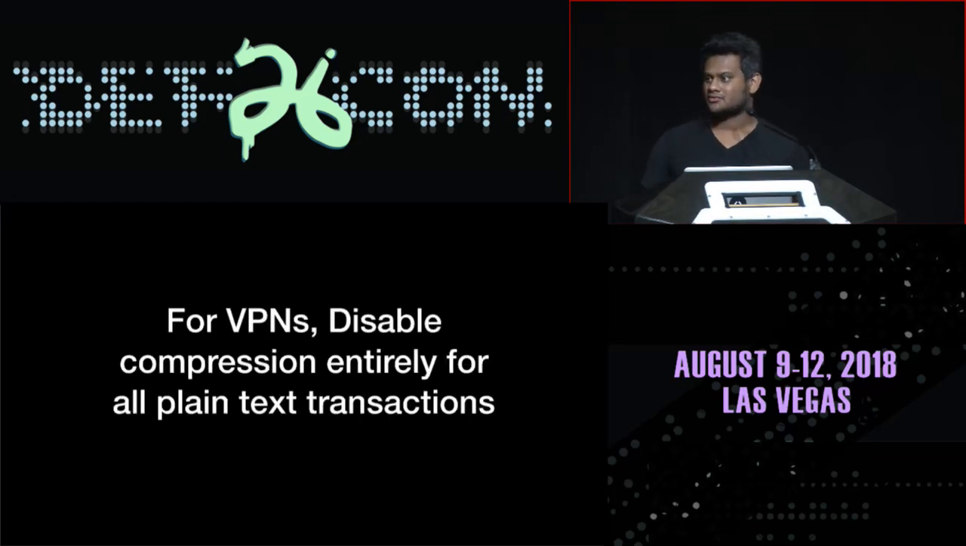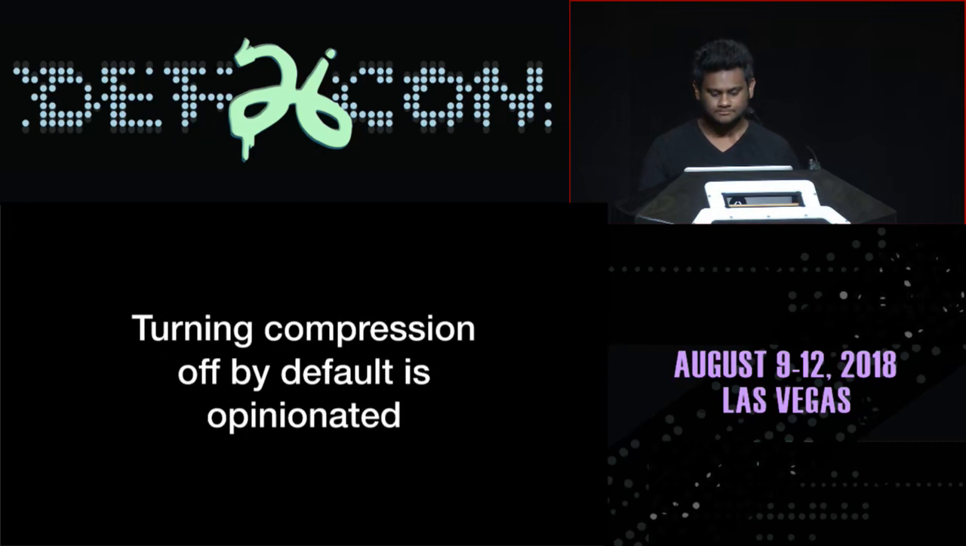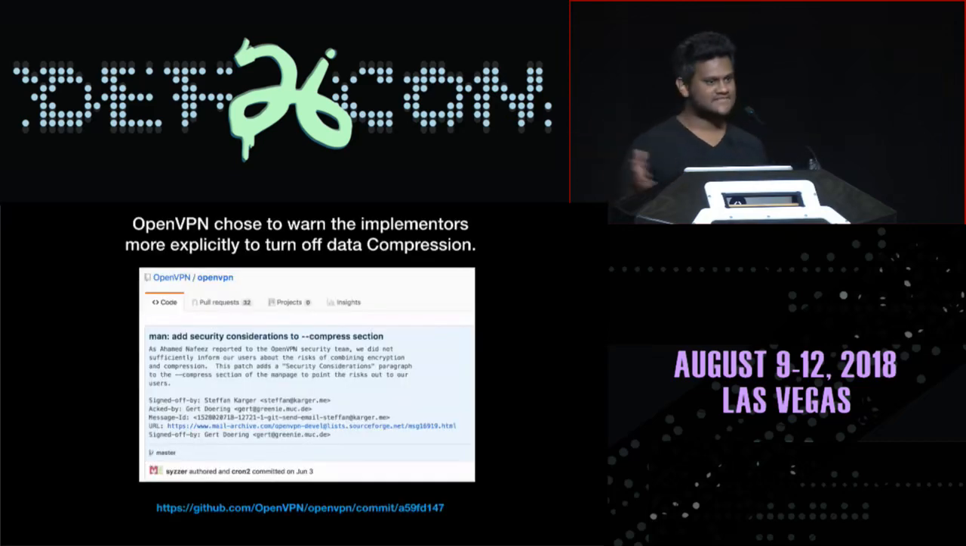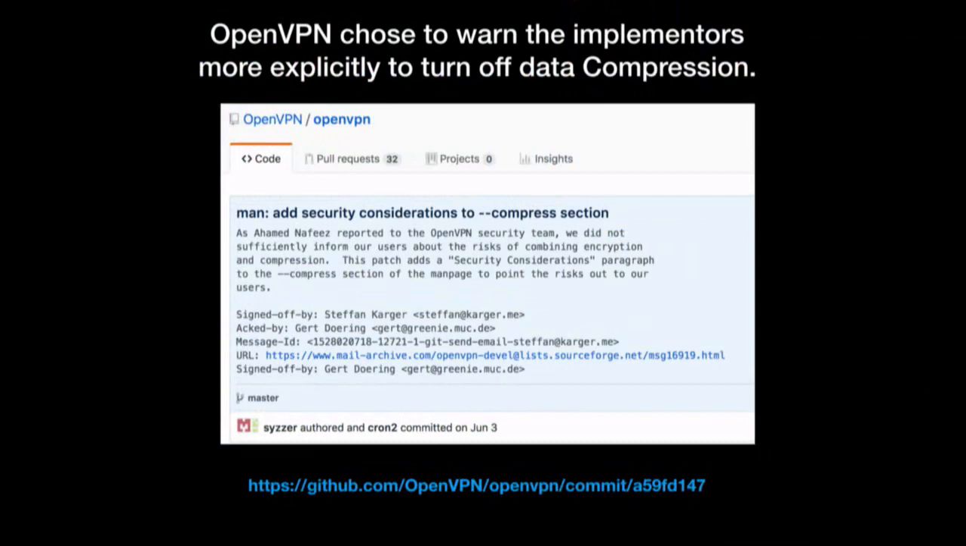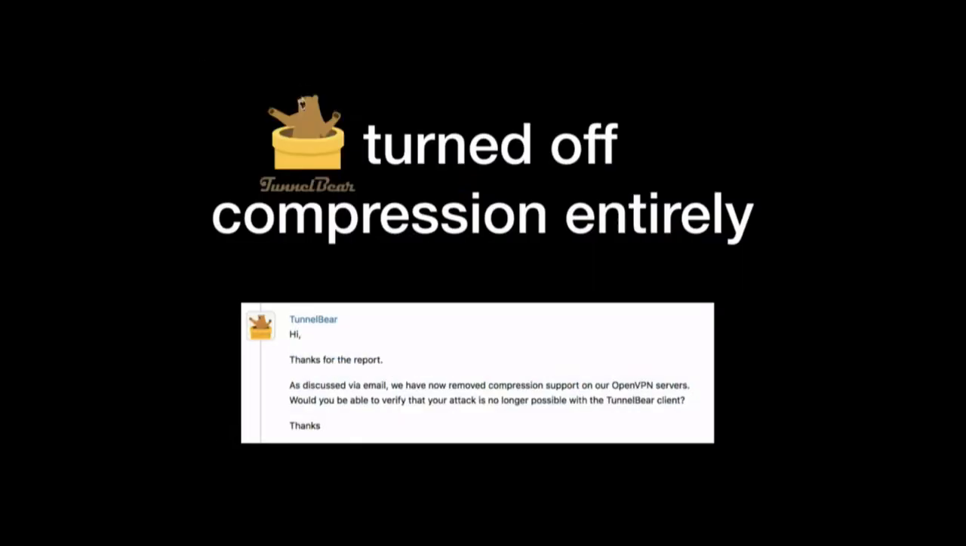My specific advice for VPN authors and library implementers in general is to disable compression entirely if you have HTTP traffic. Because if you have users who are using your library purely for encrypting HTTP, then they're going to be misled. As I said, entirely turning it off is opinionated. When I had this discussion with the OpenVPN team, they're a nice bunch of folks. They couldn't entirely disable compression, even though they had two camps, one of which wanted to go ahead and completely disable it. But a lot of people are using OpenVPN, and they chose to effectively warn every user of OpenVPN.